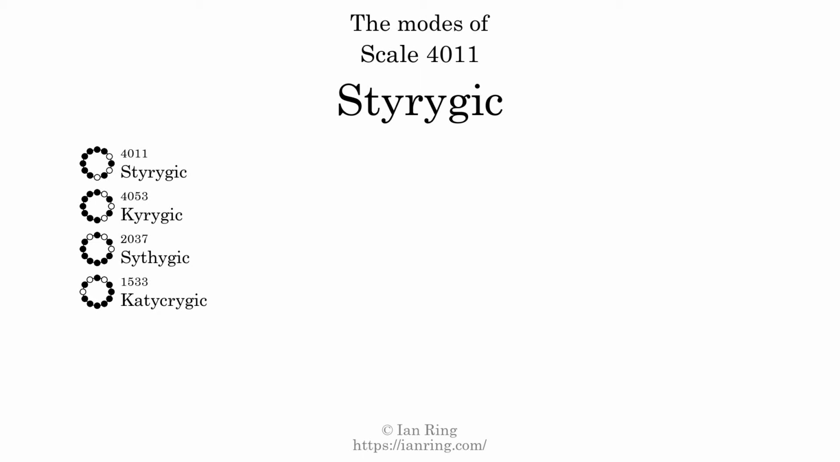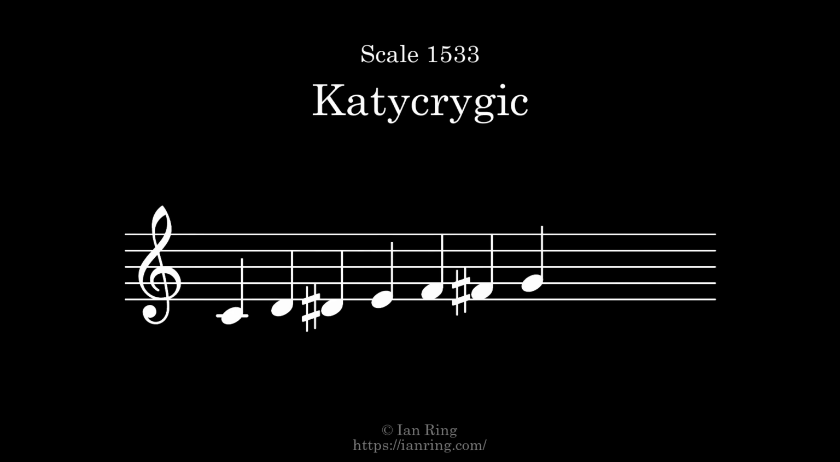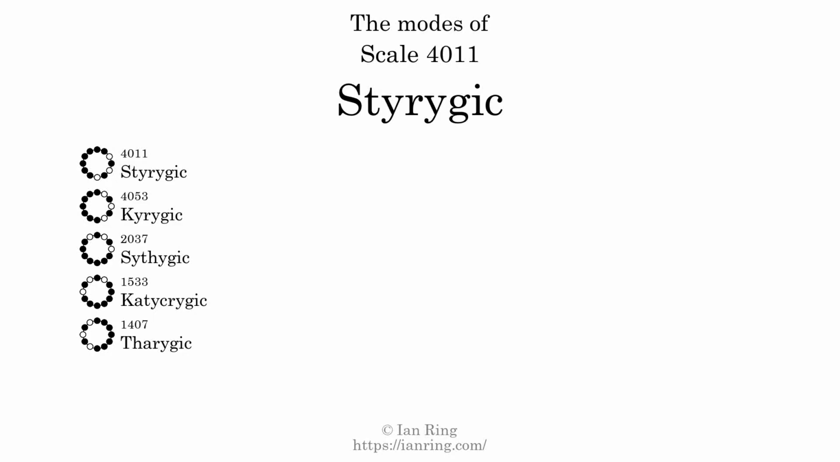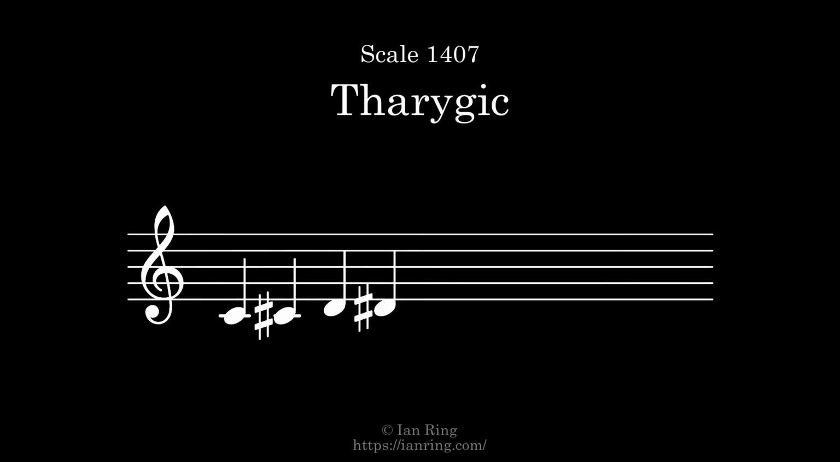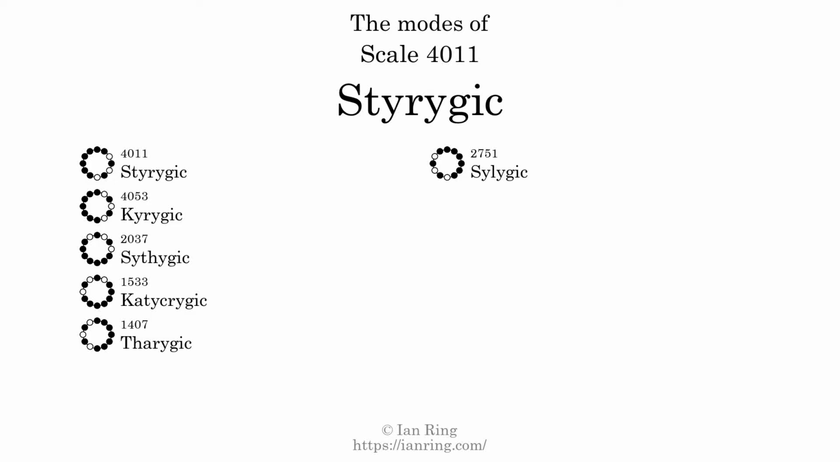The fourth mode is scale 1533, also known as Styrygic. It sounds like this. The fifth mode is scale 1407, also known as Styrygic. It sounds like this. The sixth mode is scale 2751, also known as Styrygic. It sounds like this.